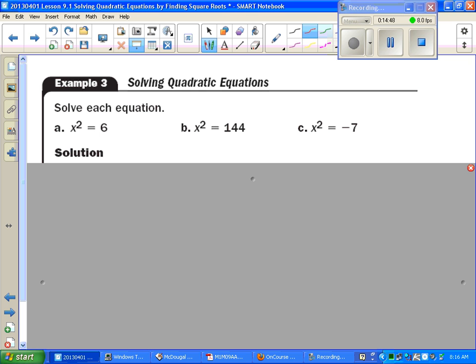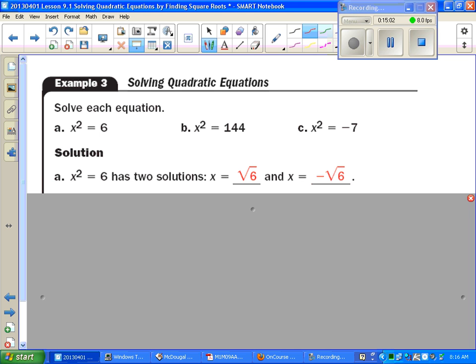Solving each equation, for example, number 3 says x squared equals 6. What times itself, or when we square what, gives us the number 6? So x squared equals 6 has two solutions, both the square root of 6 and the negative square root of 6. Notice this expression is not the square root of negative 6, because remember, there's no solution to something like that. This is an irrational number. There is no perfect square that's a factor of 6.